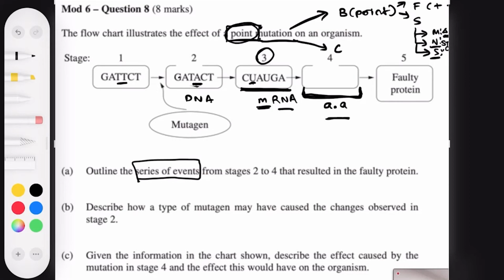Maya, your turn. I want one sentence and I want the keywords. Go. In transcription, a complementary mRNA strand is created from the DNA template using RNA polymerase. Perfect. She's mentioned complementary. She's mentioned RNA polymerase. And the only other thing I'd mention is that uracil is replaced instead of thymine.